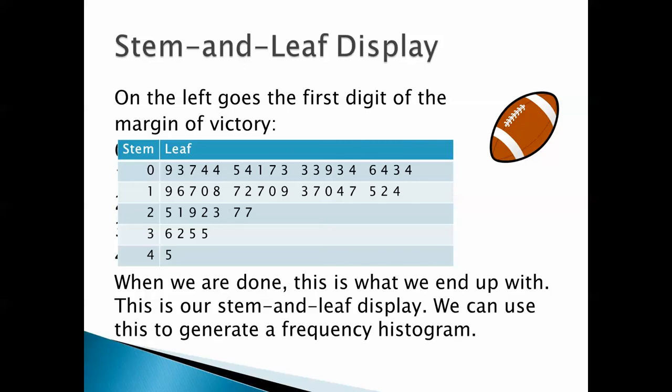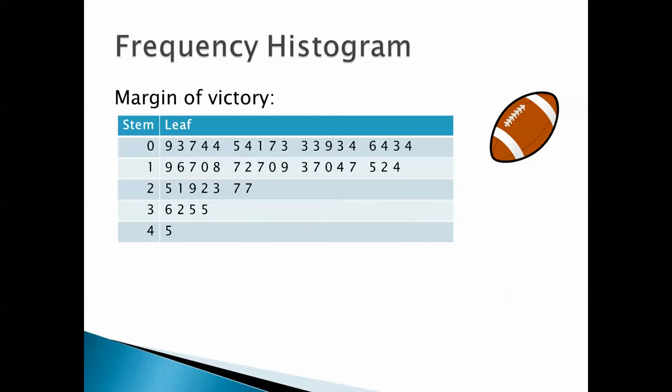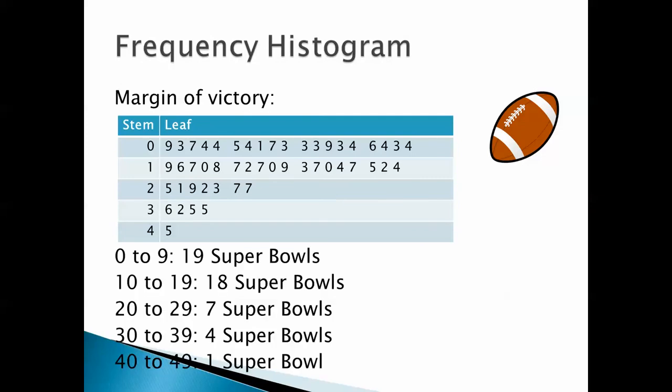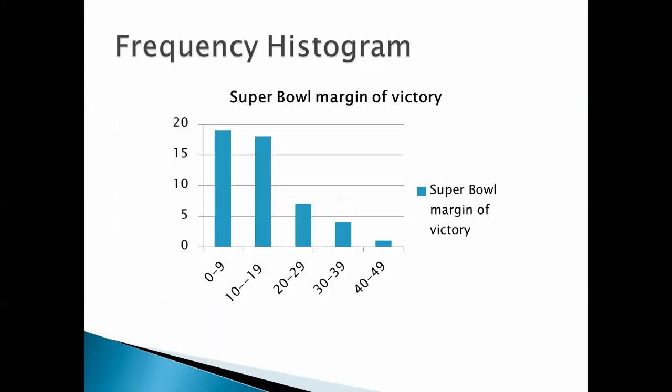Now we can use this to generate what's called a frequency histogram. So again, here's the margin of victory stem and leaf diagram. There were apparently 19 Super Bowls in which the margin of victory was between 0 and 9. Between 10 points and 19 points, 18 Super Bowls. 20 to 29 points, 7 Super Bowls. 30 to 39 points, 4 Super Bowls. And there's only 1 Super Bowl in which the margin of victory was 40 to 49 points.